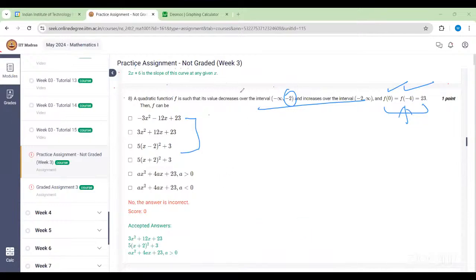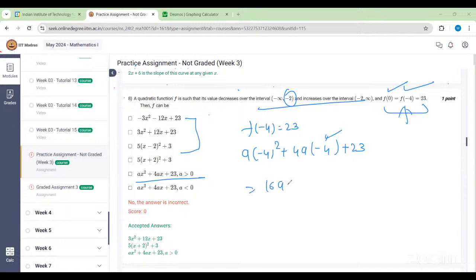This satisfies one condition. What about this condition, the last one? That f condition is fine. Yeah, we have to check f of minus 4 equals 23, right? So for this option, I don't think it's true, right? So a times minus 4 squared plus 4 times a into minus 4 plus 20. Okay, I have missed this minus 4, that's why. It's 16a minus 16a plus 23. So it's 23. So that's why this is correct.